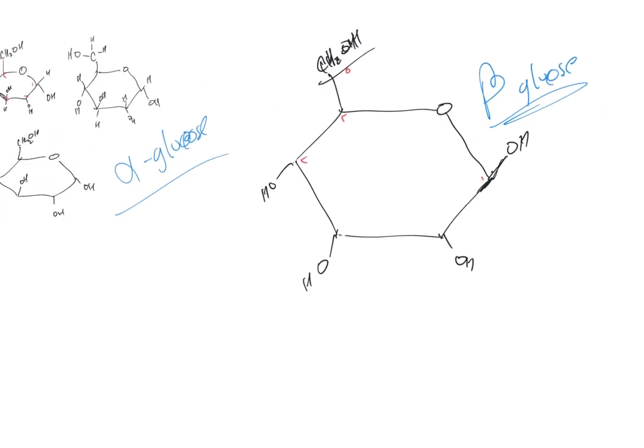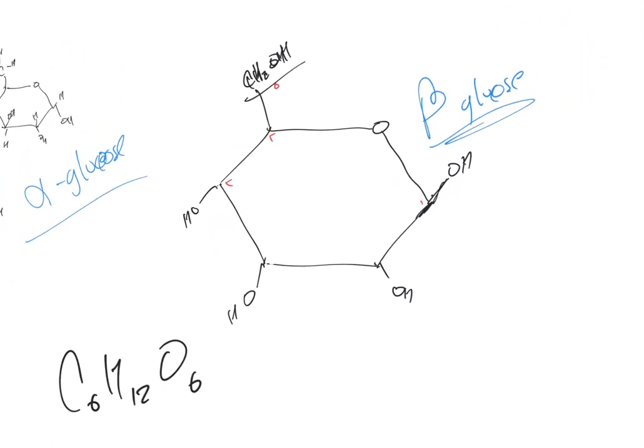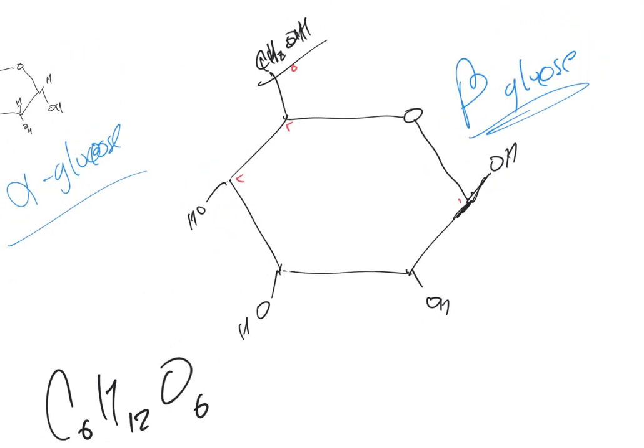Easy. Now glucose is C6H12O6. If you want to count to make sure, let's count. Carbons: 1, 2, 3, 4, 5, 6. Okay? Let's count the H's. 1, 2, 3, 4, 5, 6, 7, 8, 9, 10, 11, 12. So I have 12 H's.